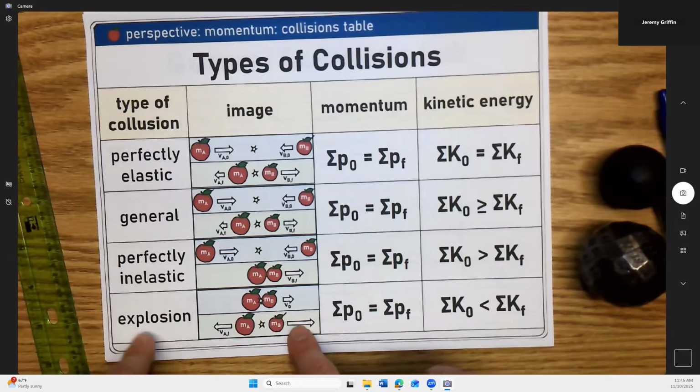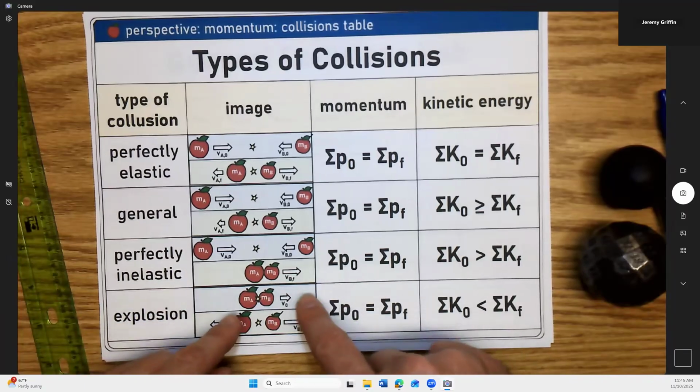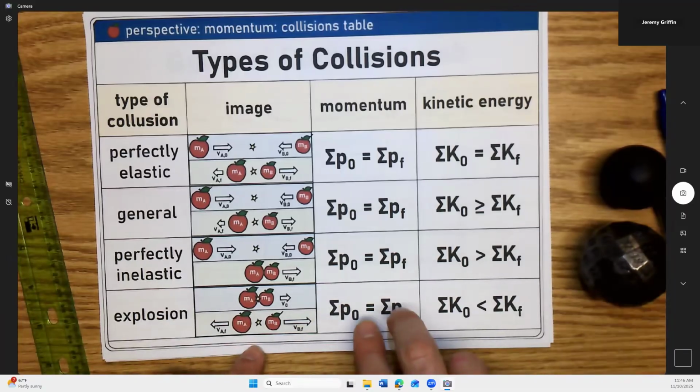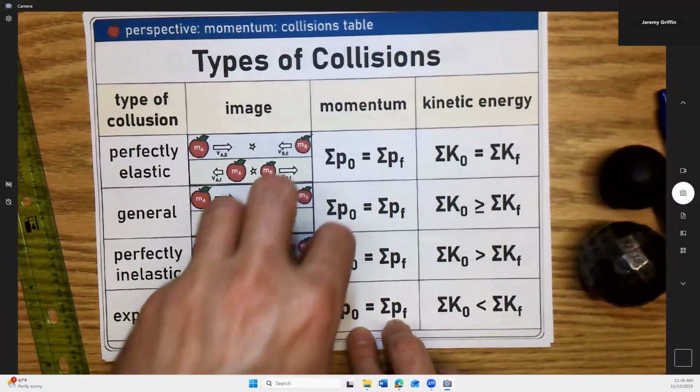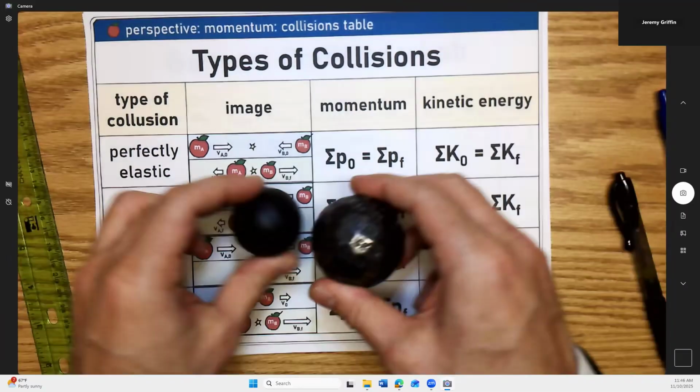Finally, explosion. Hey, what if you had a grenade lying around and the grenade just, pow, exploded? Maybe it explodes into 2 pieces, maybe into 100 pieces. The physics is the same. Momentum is conserved. So, guys, if the grenade was just sitting there on the ground and it explodes, now you've got 2 grenade pieces.